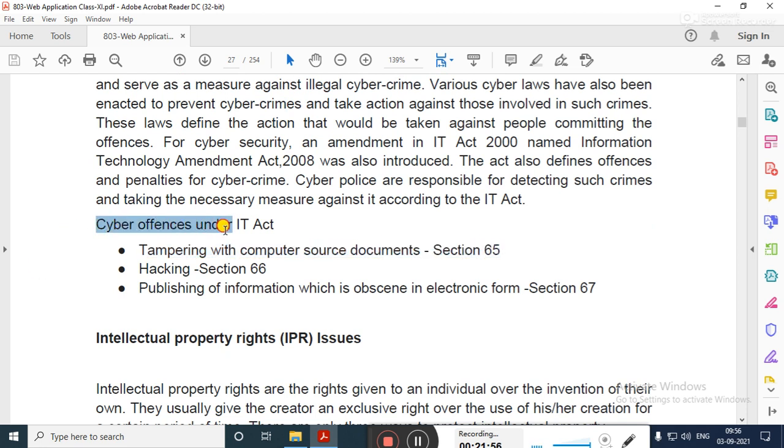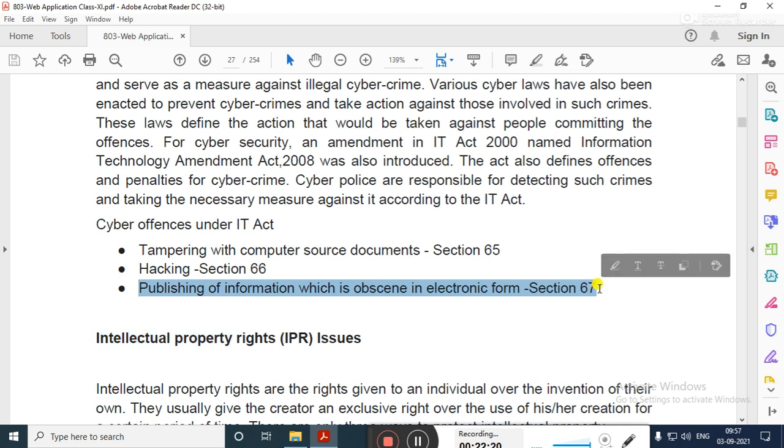What are the three kinds of offenses under the IT Act? First is tampering with computer source documents, that is Section 65. Any kind of tampering done on your systems, data deleted, data manipulation, password security threats, stealing something. Next is Section 66 for hacking, and Section 67 for publishing information in electronic form. Messages and material published in electronic form come under Section 67. So three sections are there.